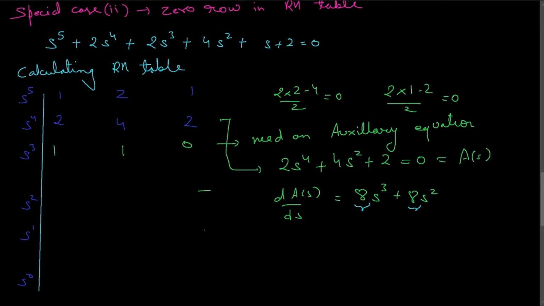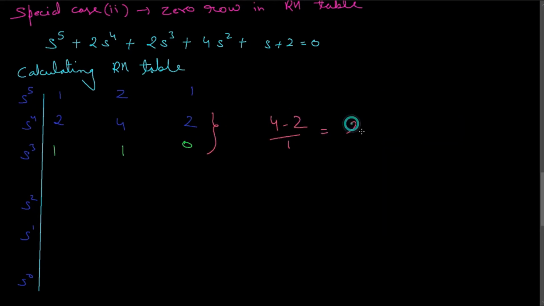Similar such thing we could have done in the s raised to power 4 row, where there is 2 common in all the 3 terms. We could have taken 2 out of them. We would have 1, 2 and 1 as the terms in our s raised to power 4 row. We will proceed further with the calculation using those terms. Again, the next row, 2 can be taken as a common factor.